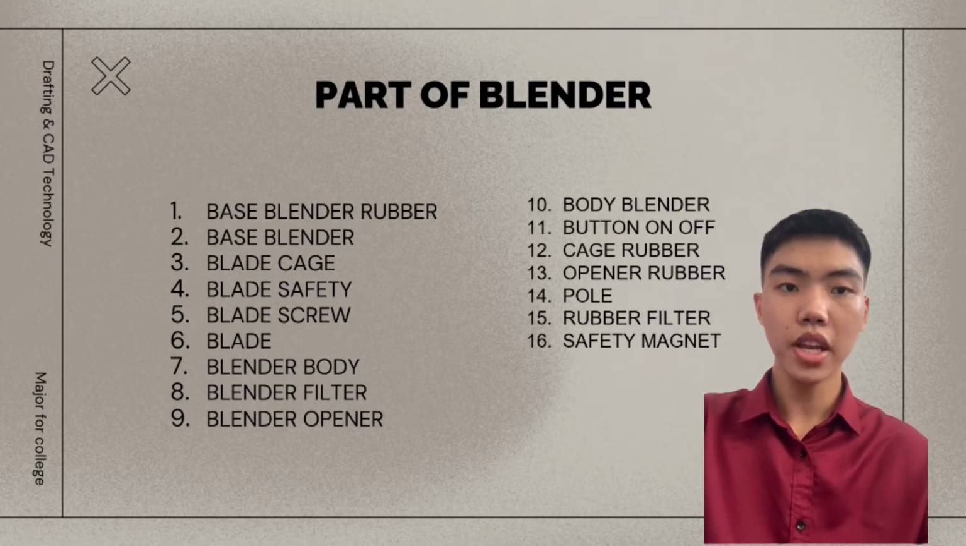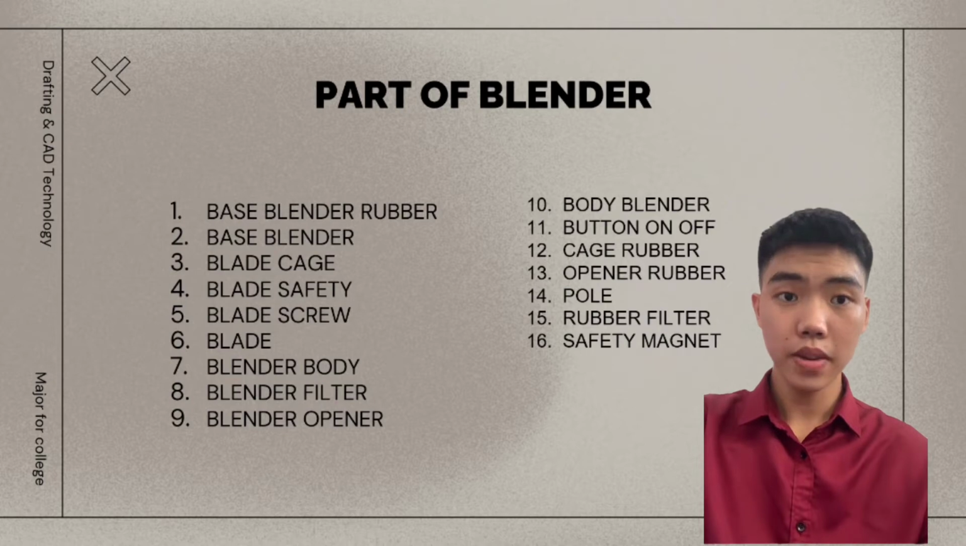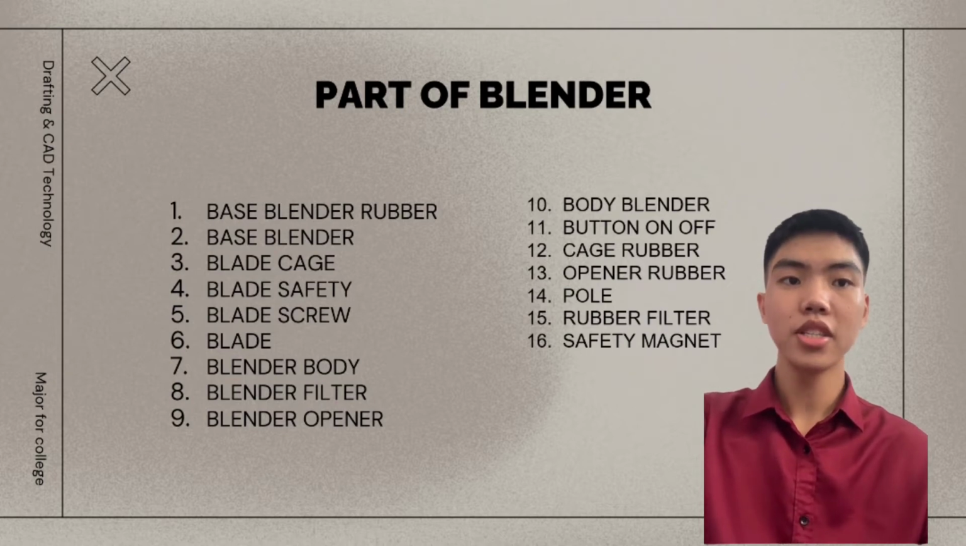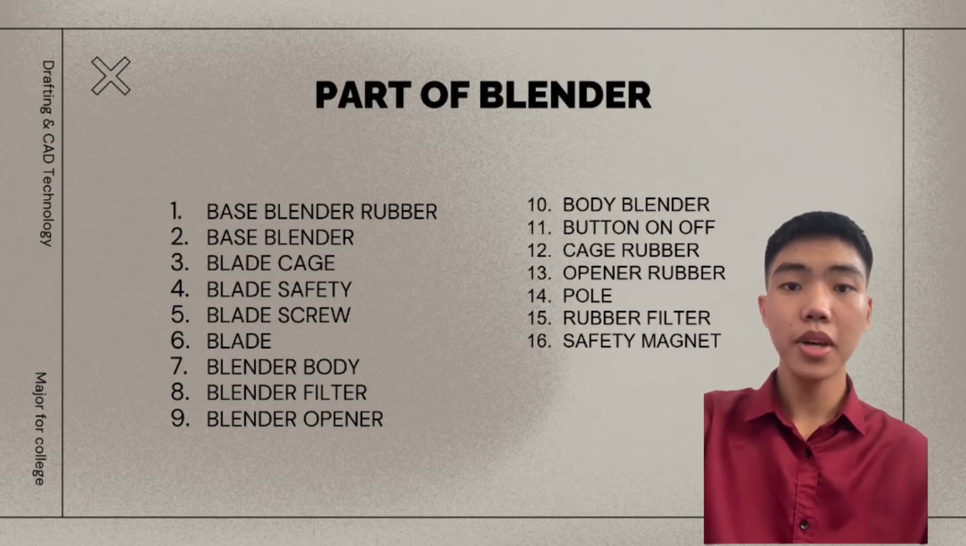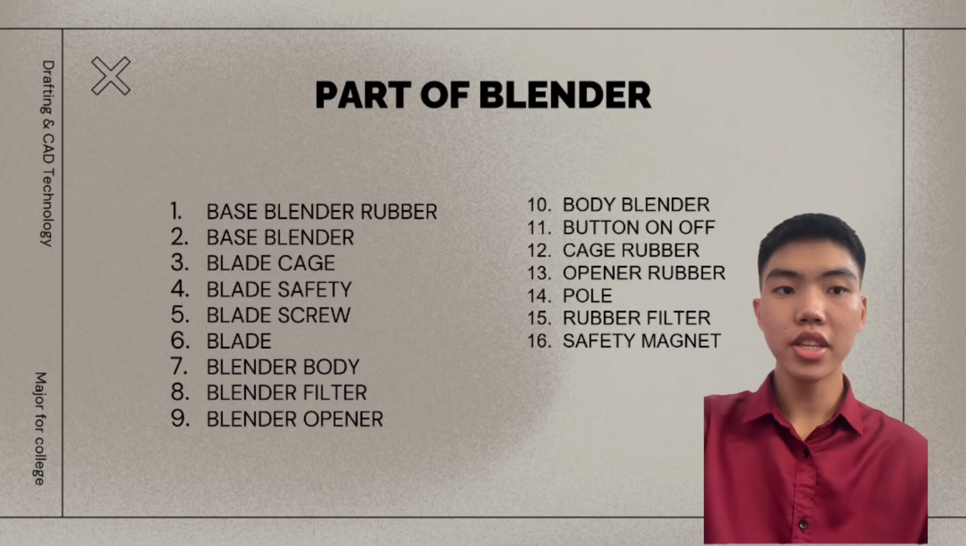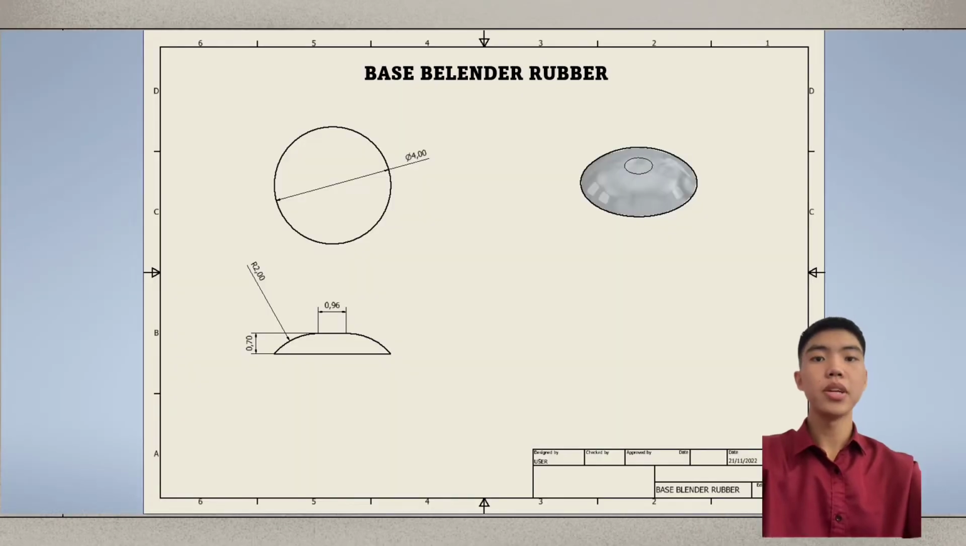There are 16 parts of the blender, which are base blender rubber, base blender, blade cage, blade safety, blade screw, blade, blender body, blender filter, blender opener, body blender, button on off, cage rubber, opener rubber, pole, rubber filter, and safety magnet. The first part is base blender rubber.